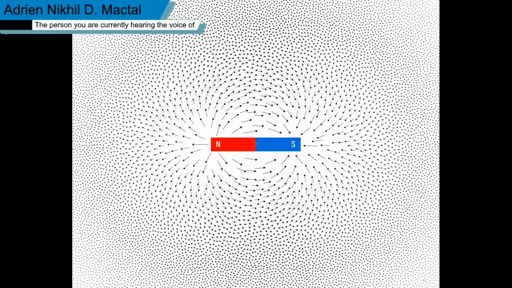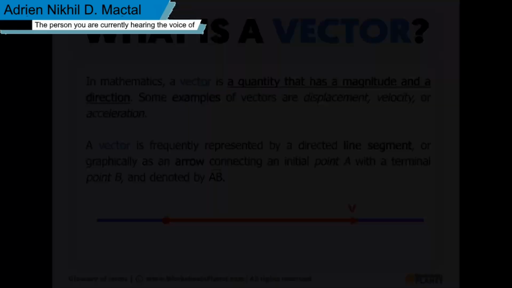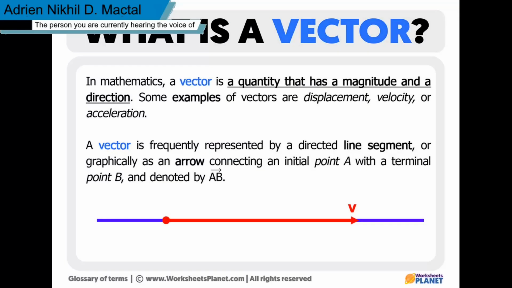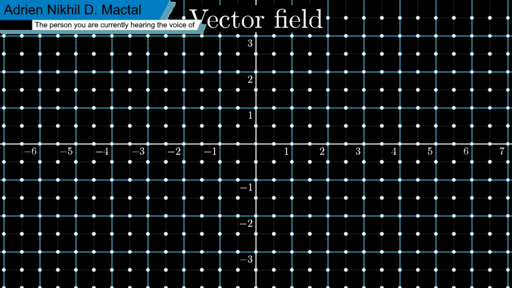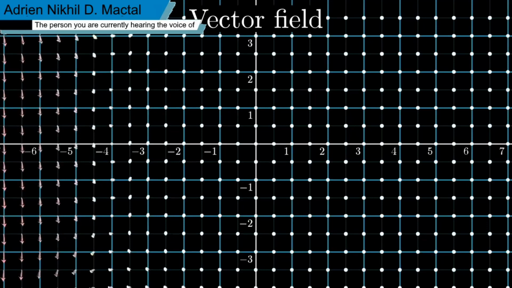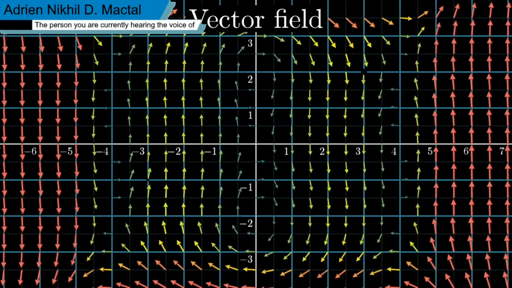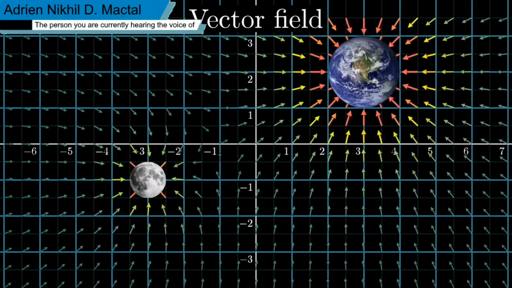First, we need to recall what a vector quantity is. A vector quantity is a quantity that has both magnitude and direction. When we measure the velocity of a car, we take into account its speed and the direction it is traveling in. A vector field, then, is a region where every single point of the space within is assigned a specific value of a chosen vector quantity.